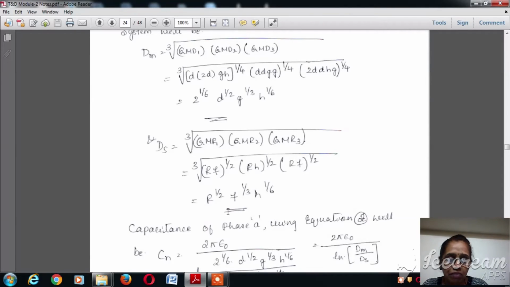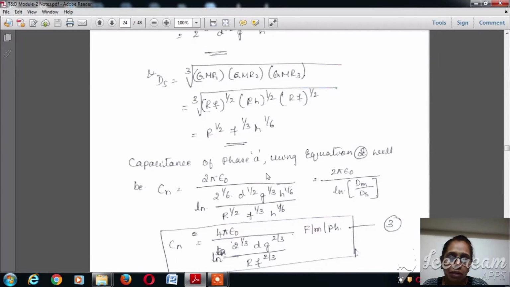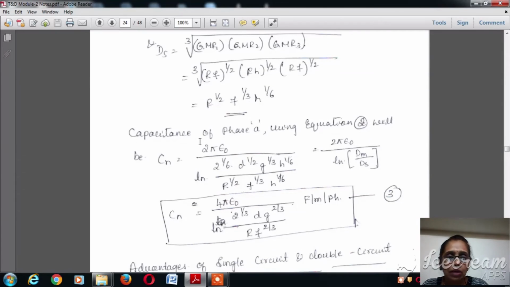So simplify this: r to the power 1 by 2, f to the power 1 by 3 into h to the power 1 by 6. So the capacitance of phase A using equation 2 will be Cn equal to 2 pi epsilon naught divided by ln of 2 to the power 1 by 6, d to the power 1 by 2, g to the power 1 by 3 into h to the power 1 by 6, divided by r to the power 1 by 2, f to the power 1 by 3, h to the power 1 by 6. Cancel these two terms and then it will become 2 pi epsilon naught divided by ln of Dm divided by Ds.